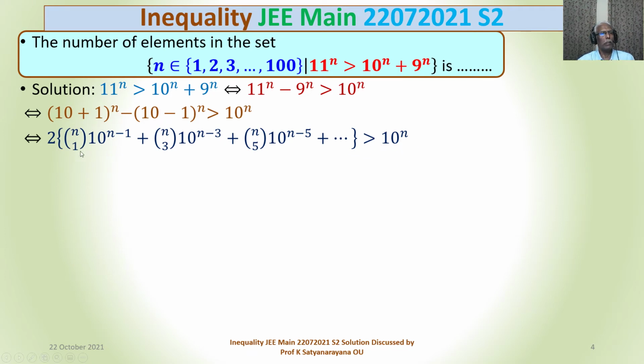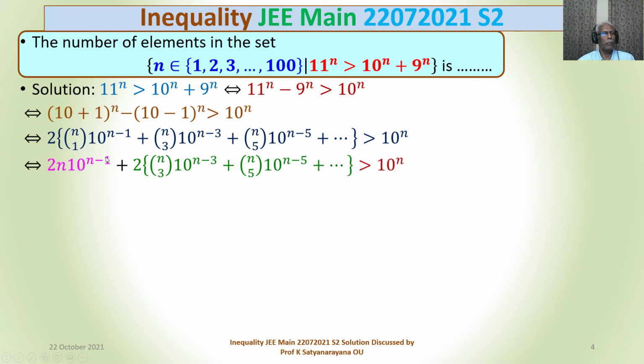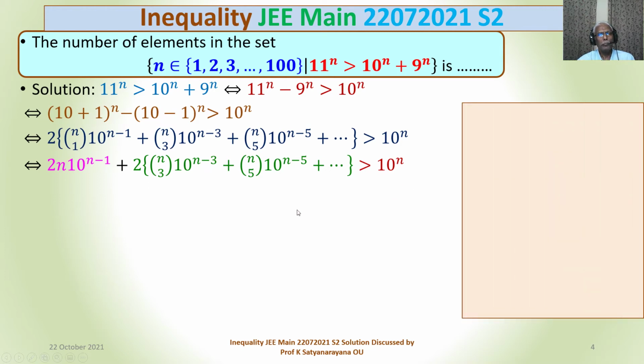And nC1 is n, and 2 times that is 2n into 10 to the power of n minus 1. We will separate that and write the remaining as one term. So that is if and only if 2n into 10 to the power of n minus 1 plus 2 times the remaining terms greater than 10 power n. Now if you substitute n is equal to 1 here, 2 into 1 into 10 to the power of 0, that is 2.